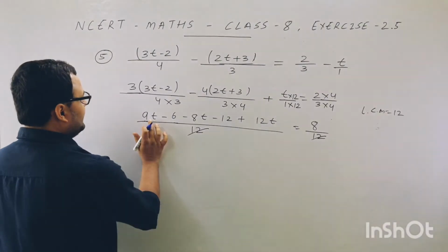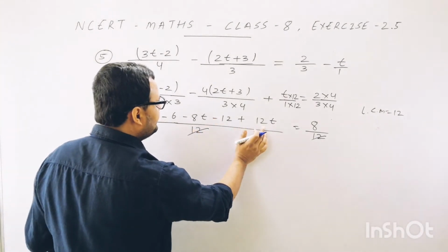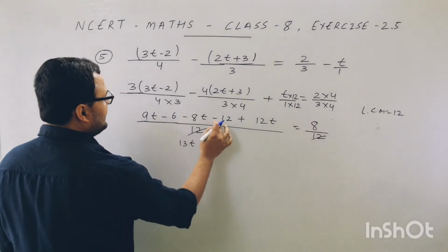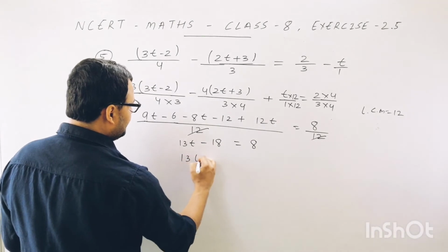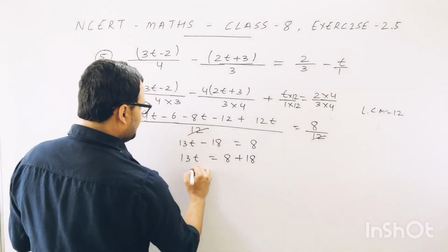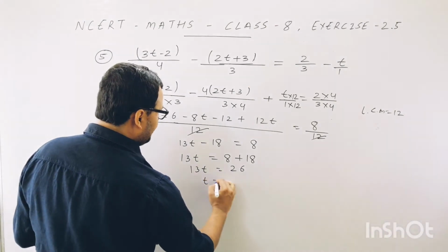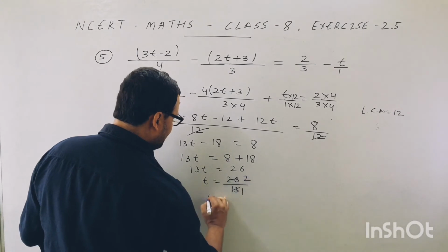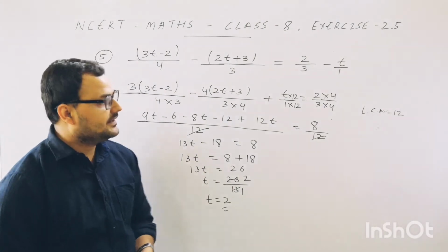Now simplify. 9t minus 8t, we get t. t plus 12t, you get 13t. Minus 6 plus 12, that is 6... so we got 13t equal 8, with the constant moved. This minus will come this side, so plus 18. So 13t equals 18 plus 8, 26. Then t will be 26 by 13, 13 twos are 26. So we got the value of t as 2. So for this question, the value of t equals 2.